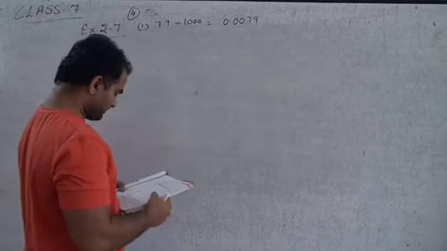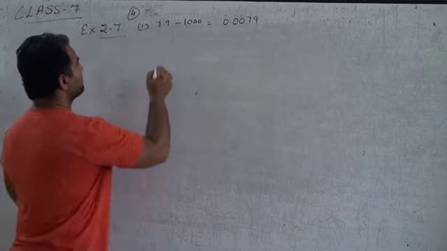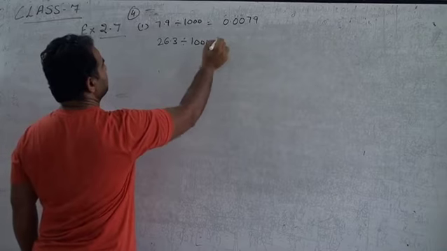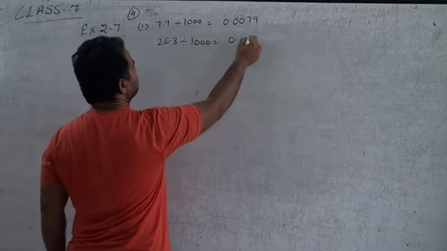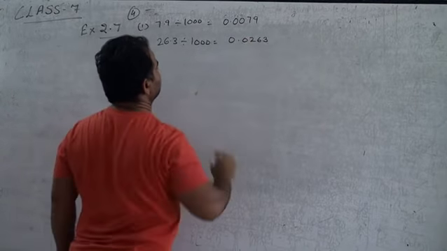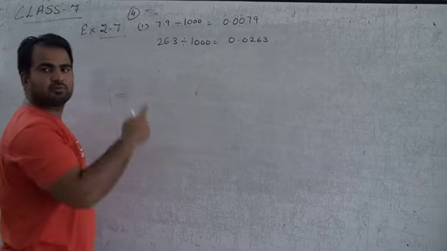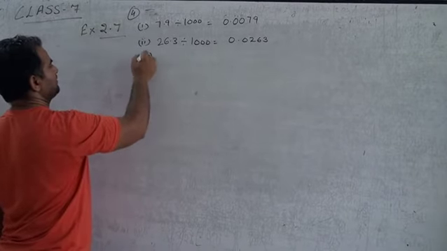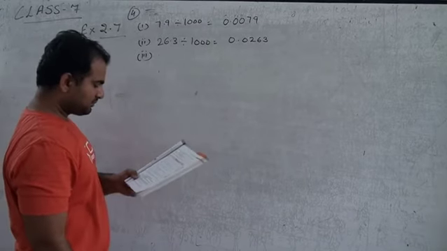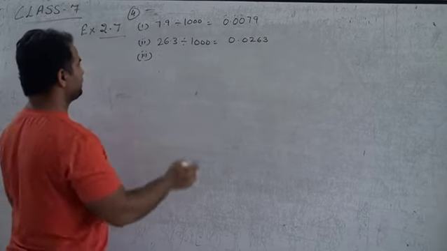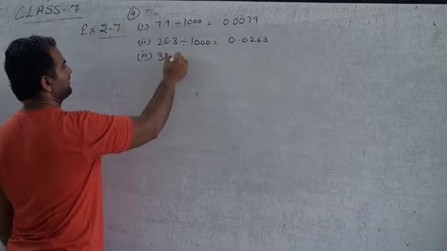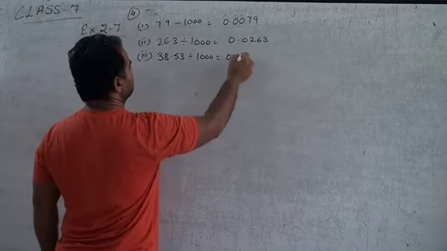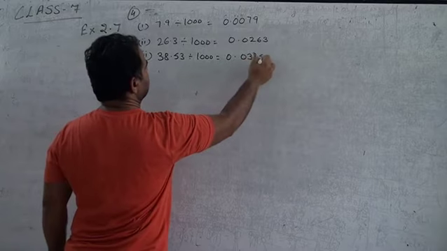Next, second: 26.3 divided by 1000. It will be 0.0263. How many places do we have to move? We have to move 3 places. Third: 38.53 divided by 1000. It will be 0.03853.